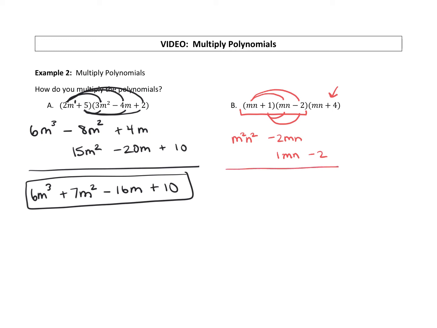So I want to combine any like terms to get this first multiplication simplified. The m squared n squared had no like terms, but the mn's have like terms. So negative 2 plus 1 is a negative 1mn, and that minus 2 had nothing to combine with. So I'm going to go ahead and throw parentheses around that because we're going to bring down our last multiplication of mn plus 4. All right, now let's do some more multiplying.